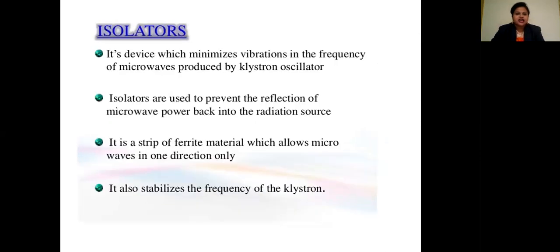Next part is the isolators. It's a device which minimizes vibrations in the frequency of microwaves produced by klystron oscillator. Isolators are used to prevent the reflection of microwave power back into the radiation source. It is a strip of ferrite material which allows microwaves in one direction only. It also stabilizes the frequency of klystron.